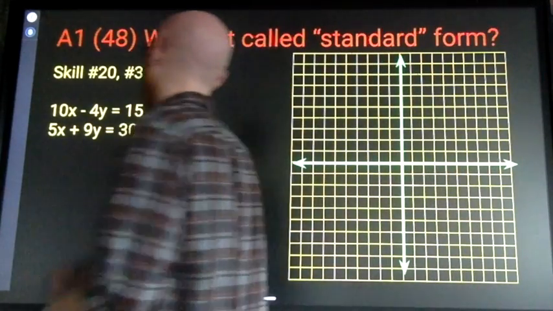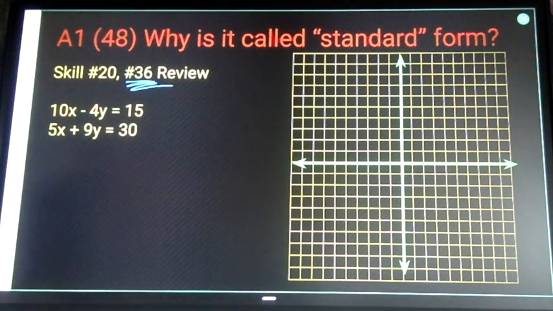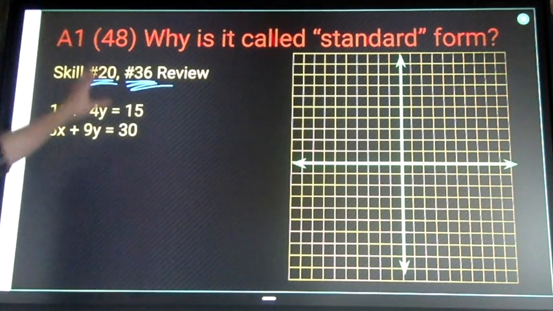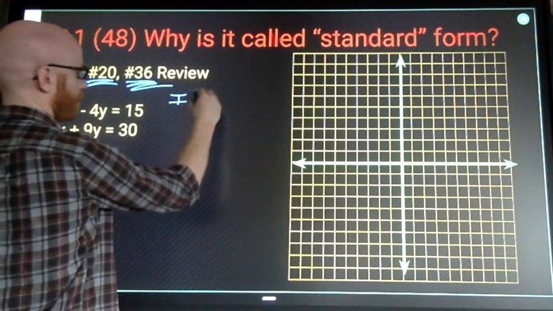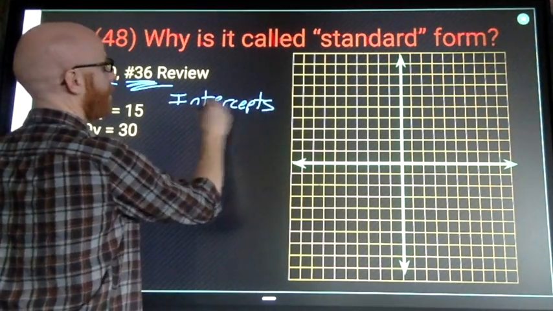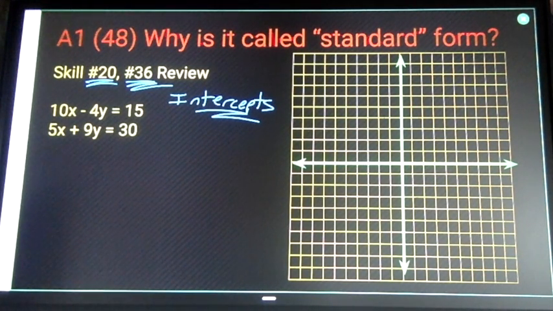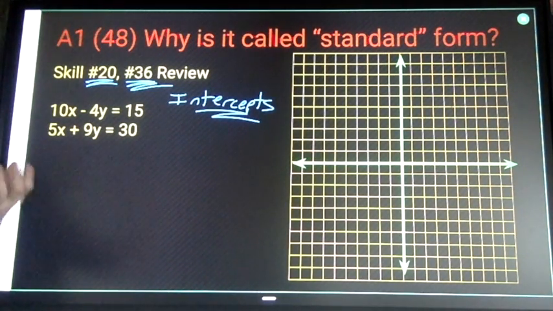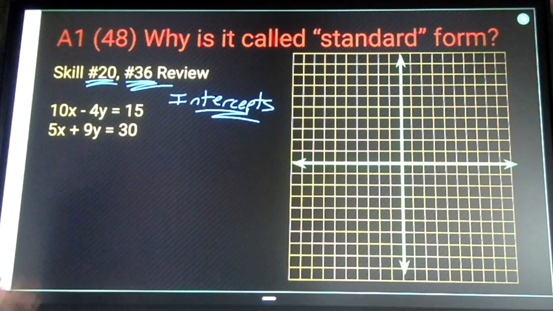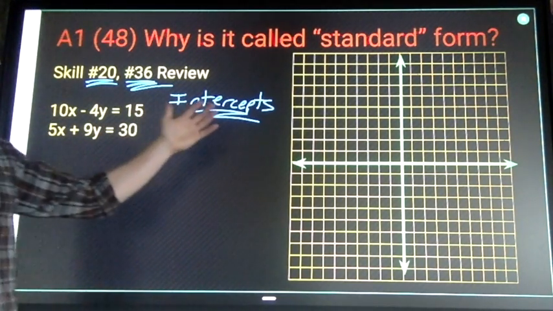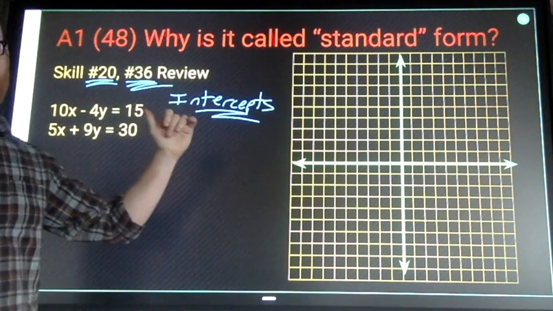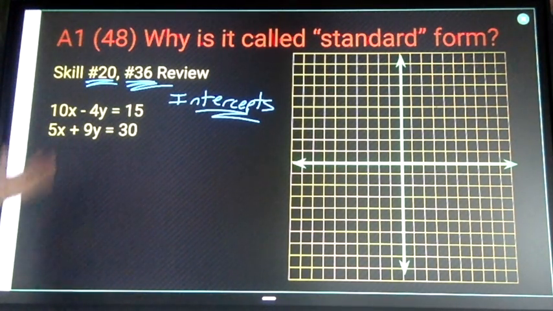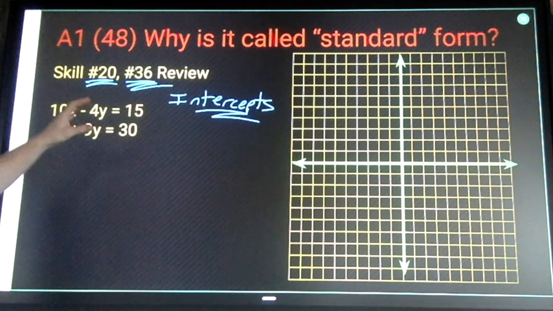Review, lesson 36, we talked about X and Y intercepts. Lesson 20, we talked about solving this type of thing graphically. Intercepts are very closely related to standard form. Now you know slope-intercept form, the y-intercept is an integral part of that. But for these, basically, and we looked at this in lesson 36, how do you find your x and y intercepts for equations?